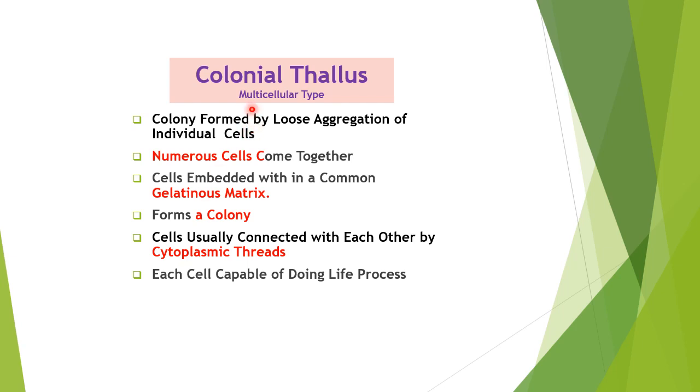Then comes the colonial type, the multicellular type. A colony is formed by loose aggregation of individual cells. Numerous cells come together, embedded in a gelatinous matrix, and form a colony-like structure. The cells are usually connected with each other by cytoplasmic threads, and they move as a unit. Individual cells are capable of carrying out life processes, but their movement is as a unit. That's called the colonial type.